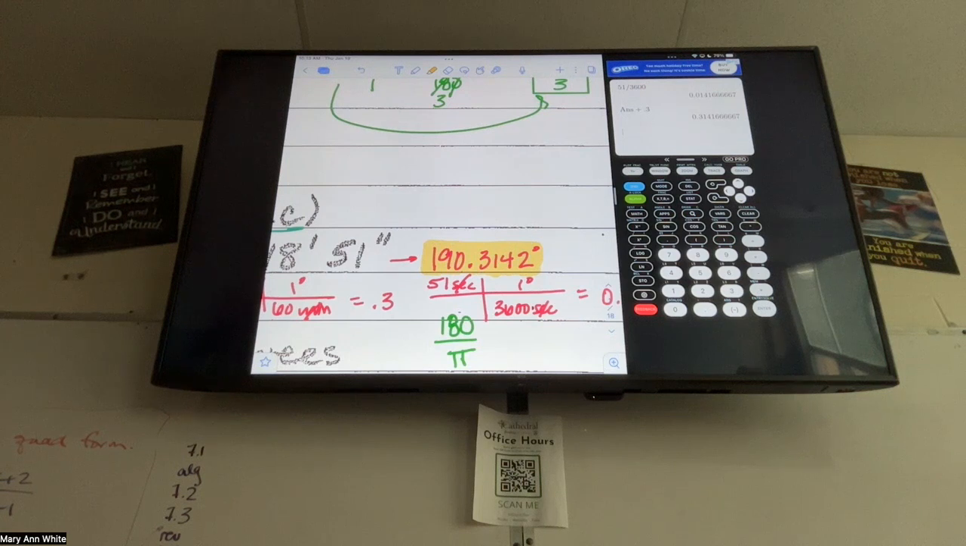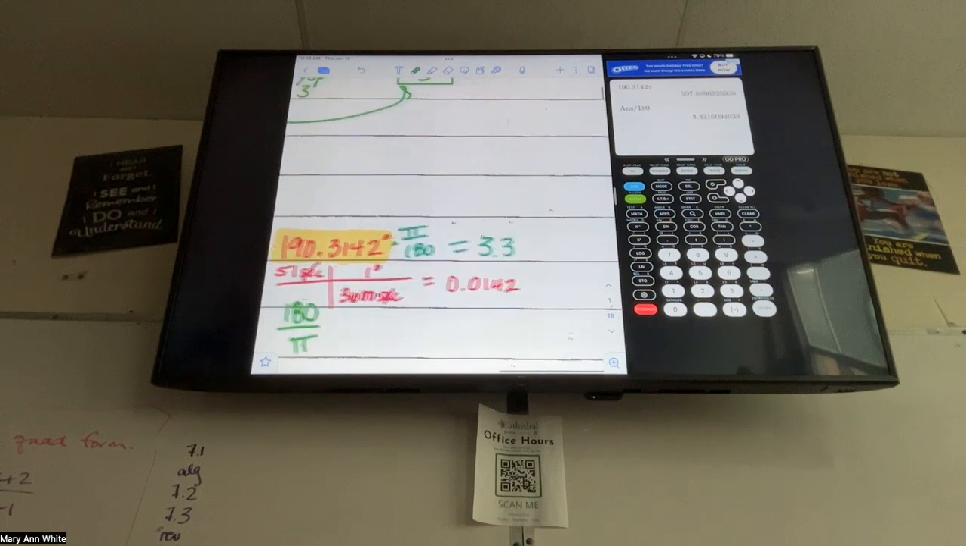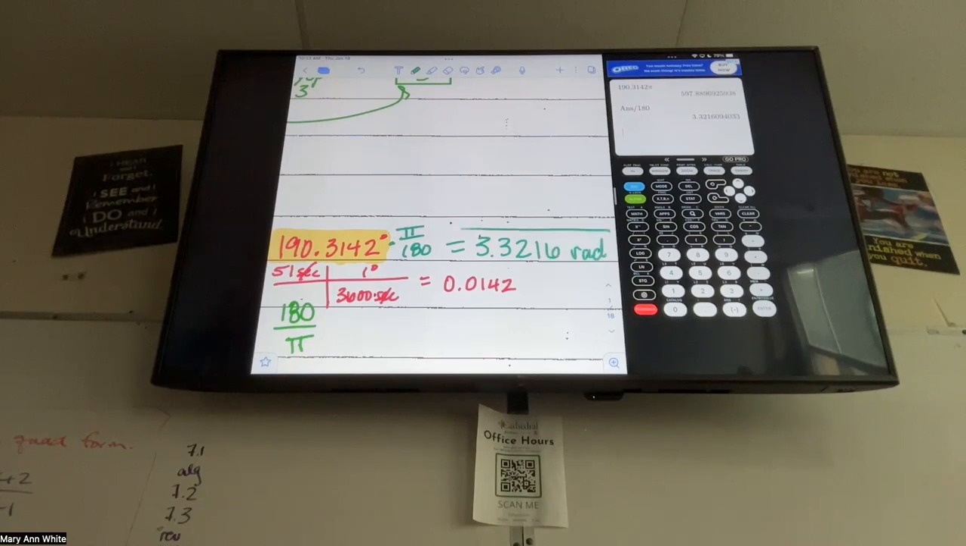All right, I got my degree as a decimal to be 190.3142. So double check to make sure that, if not the exact same, it's very, very close to what you had. If you rounded a little bit differently, if you just left it at 3.14, that's okay. Now I'm gonna make it a radian, multiplied by pi over 180. Pi divided by 180, and I get 3.3216 radians.